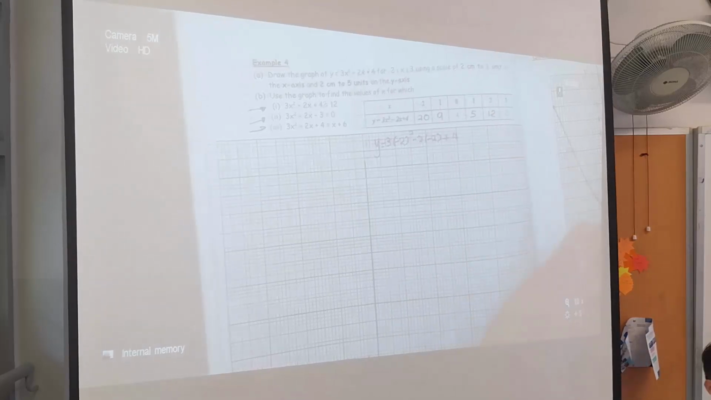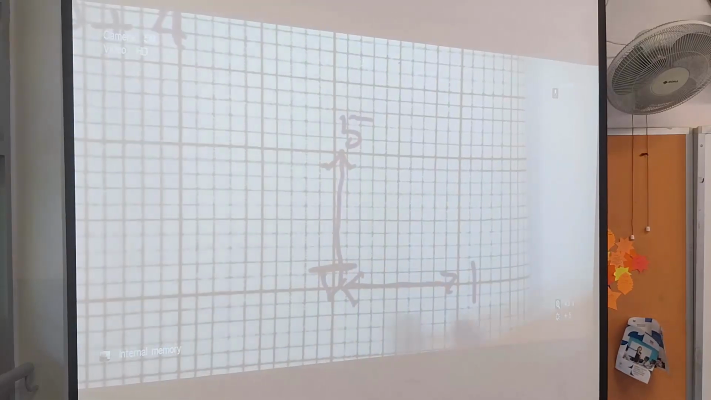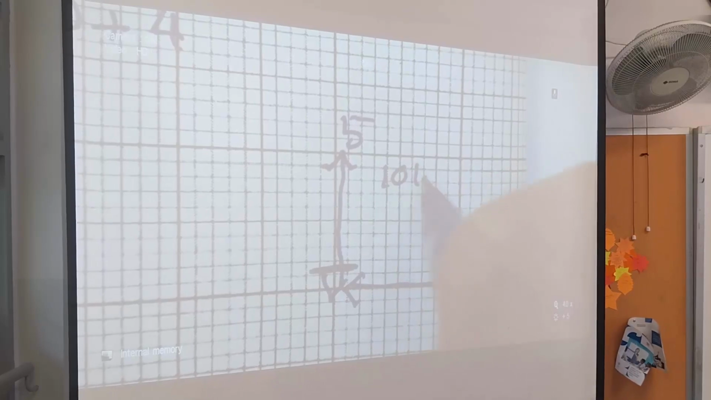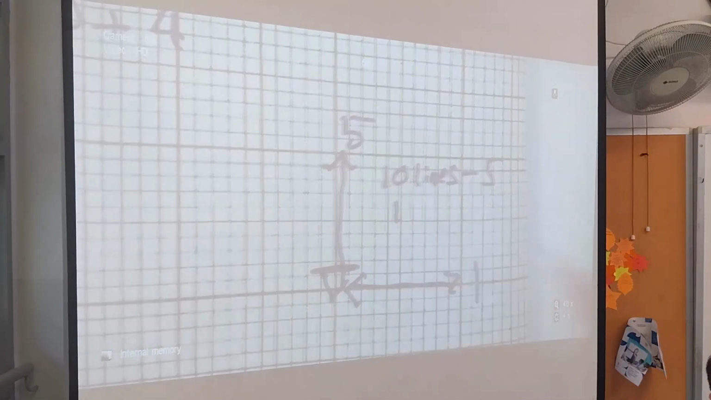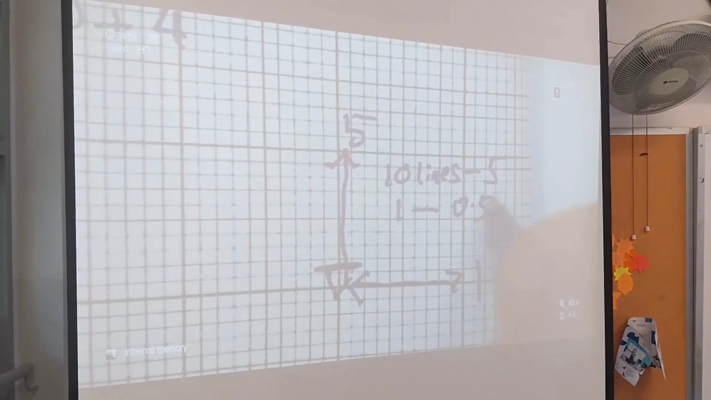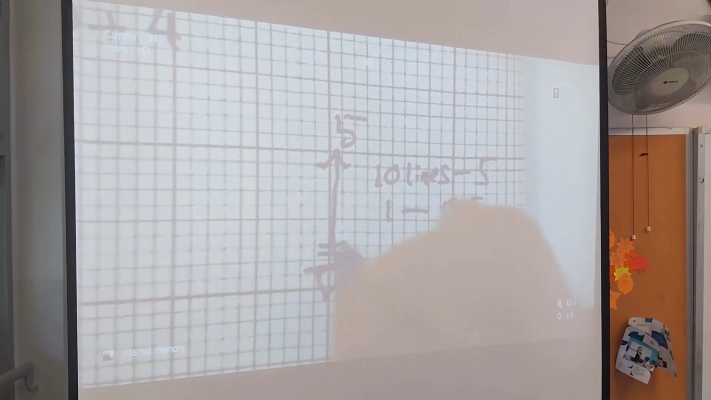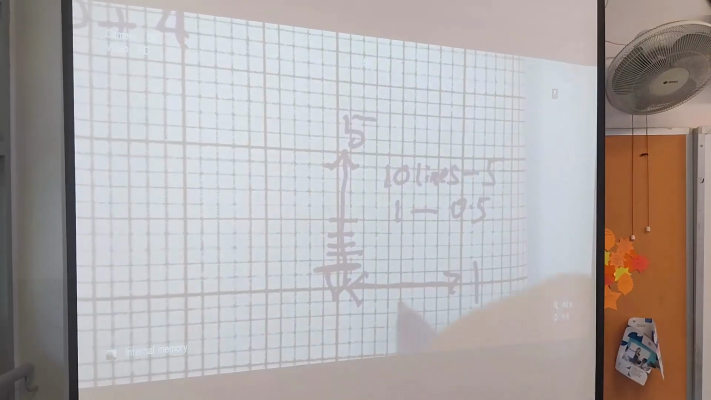Okay, next we will proceed to plot. 2 cm to 5 units on the y-axis, 2 cm to 1 unit on the x-axis. So every line is like that. 10 lines, 5 units. 1 line you divide by 10, right? So 5 divided by 10 is 0.5. So we'll count here as 0.5, 1.0, 1.5, 2.0, 2.5. Alright, same thing for the x-axis.